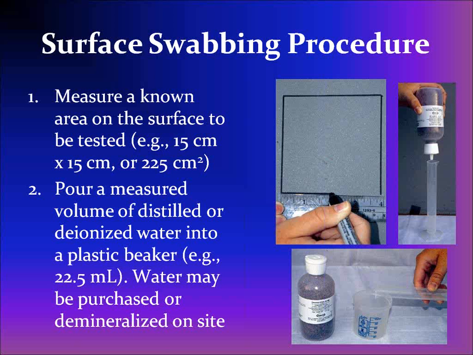Dispense the desired quantity of distilled water into the plastic graduated cylinder supplied with the kit. You can use any amount of water, but the more you use, the more likely it will dilute your sample. Therefore, for a 15 by 15 centimeter area, 22.5 milliliters of solution is recommended. For smaller areas, use less water. Record the amount of water that you actually used. Pour all of the water from the graduated cylinder into a small plastic beaker supplied with the kit.